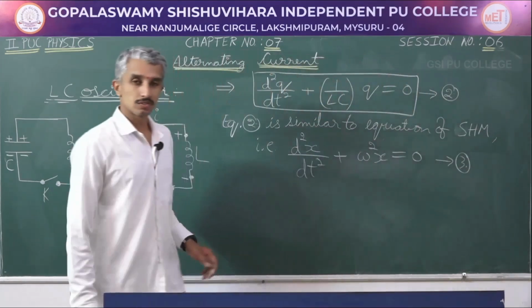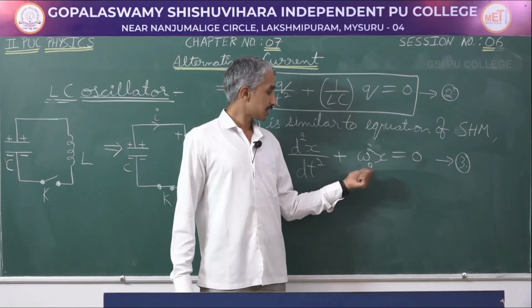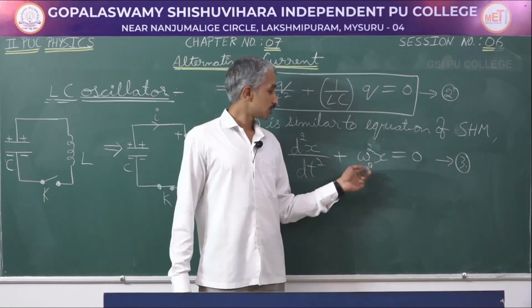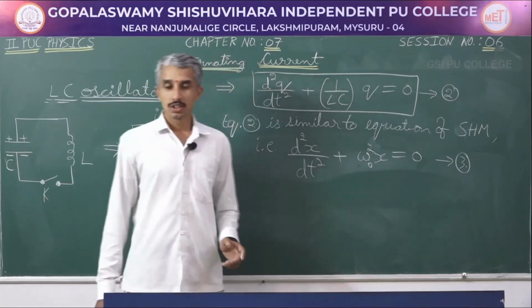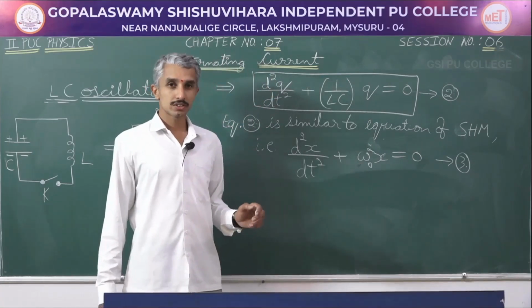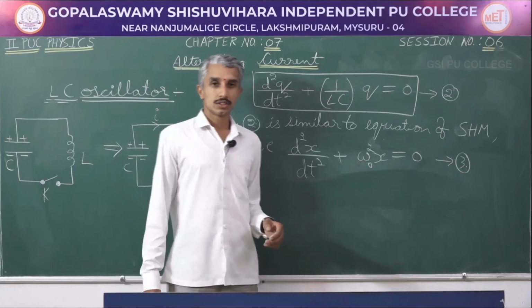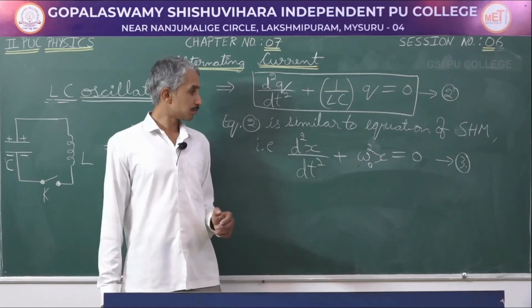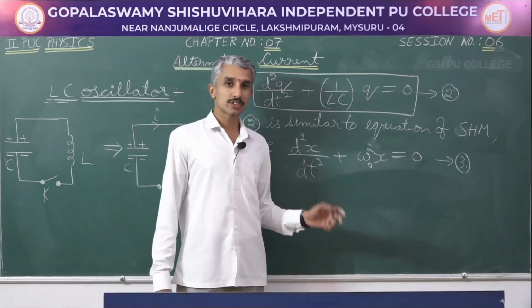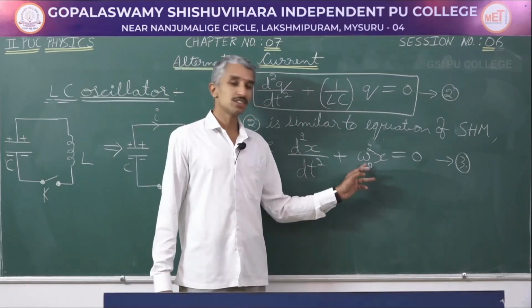Equation 3. In your NCERT, here it is mentioned as omega naught square, not simply omega, omega naught, to represent natural frequency. Oscillations can be free oscillations where you will have natural frequency, or forced oscillations where we do not consider natural frequency but frequency omega. To represent free oscillations, here it is noted down as omega naught.